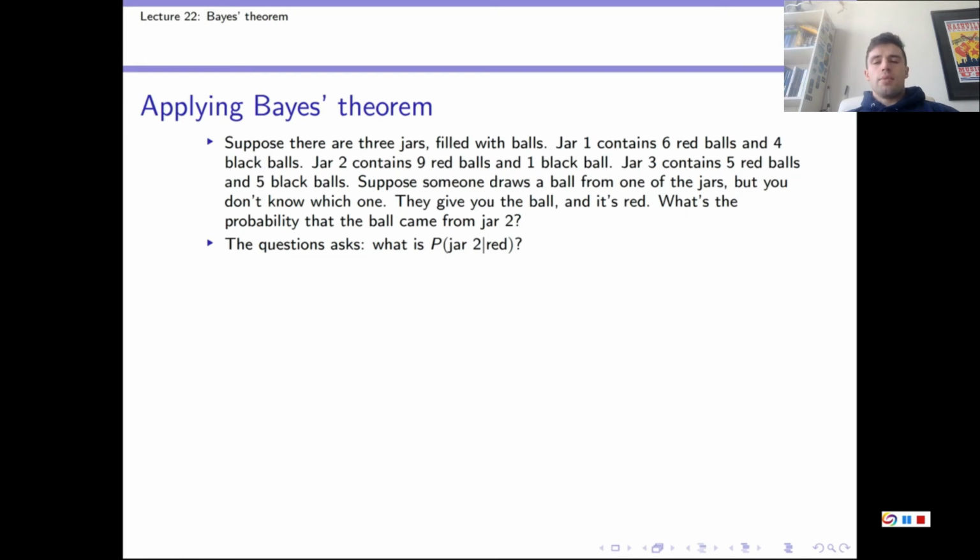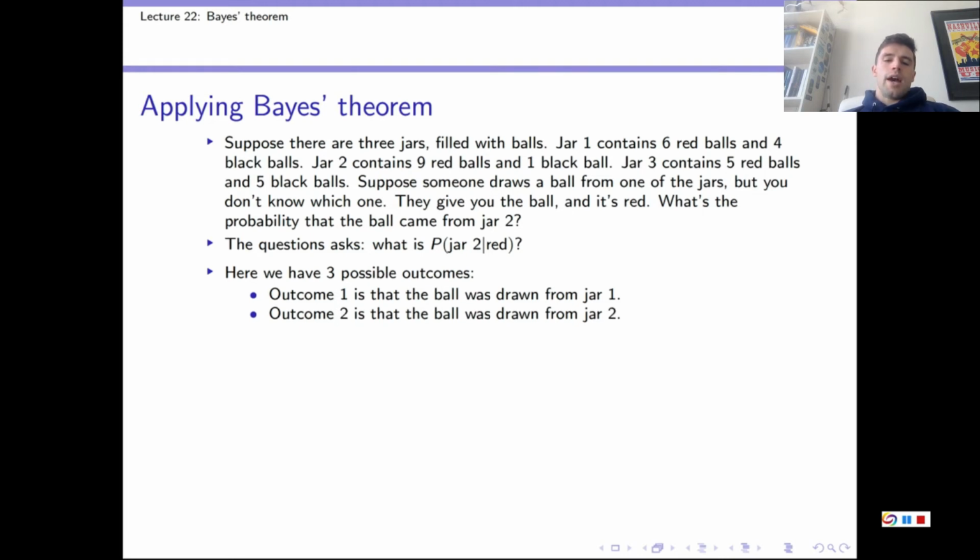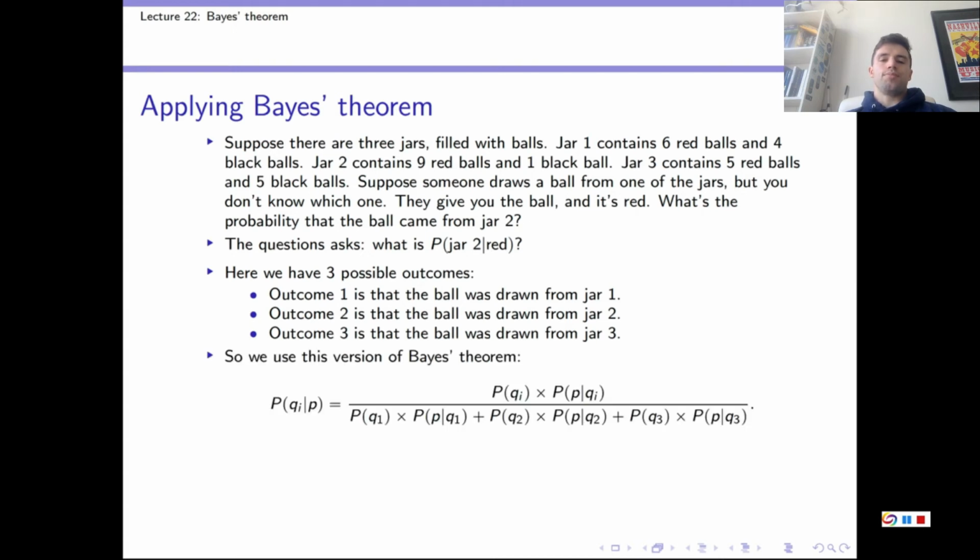So if we're to keep things simple, what we're going to do is partition the space of outcomes into 3 mutually exclusive and exhaustive events instead of 2 like we did last time. And here outcome 1 is that the ball was drawn from jar 1. Outcome 2 is that the ball was drawn from jar 2. And outcome 3 is that the ball was drawn from jar 3. So there are 3 possibilities here, not 2 like there was in the previous example. And this means that we need the version of Bayes' theorem with 3 mutually exclusive and exhaustive events. So we need this one.